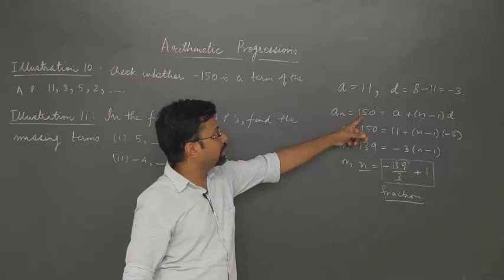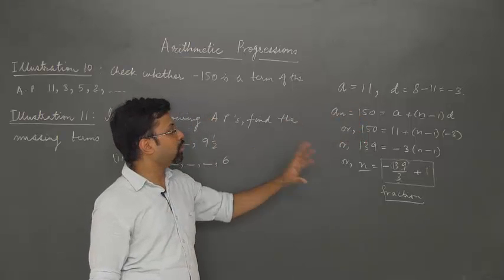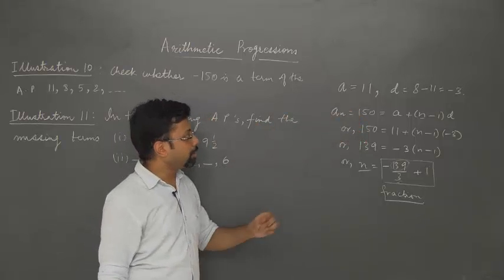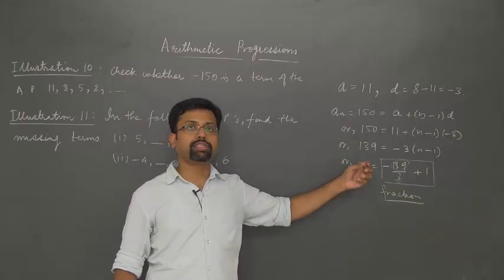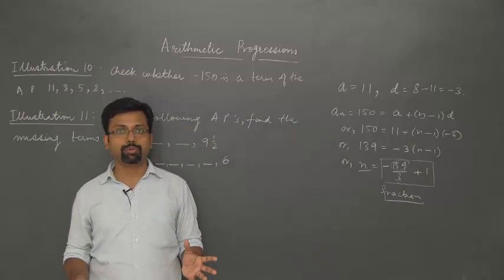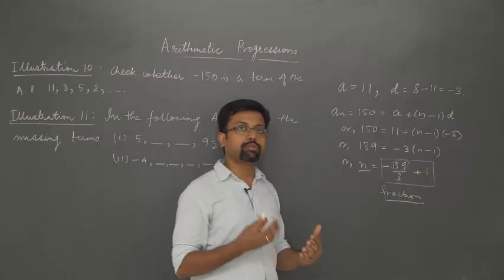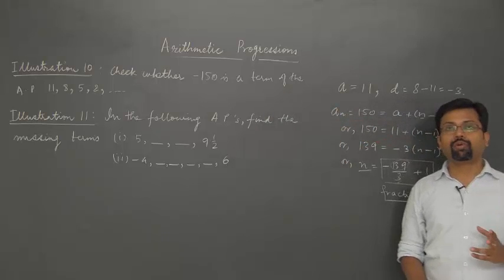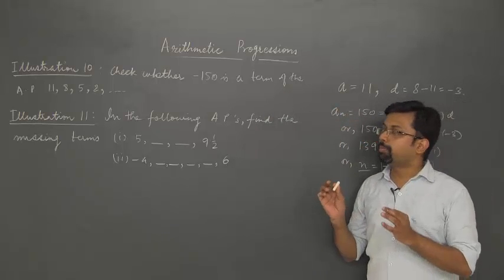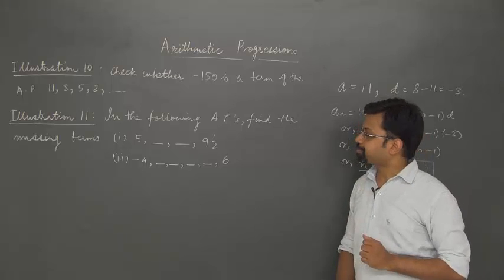Hence we can clearly say that minus 150 does not belong to this particular AP, because if minus 150 is a part of the AP, then the n that we obtain is a fractional value, which is not possible because n always has to be a natural number. So we can state here that minus 150 is not a part of the given AP.